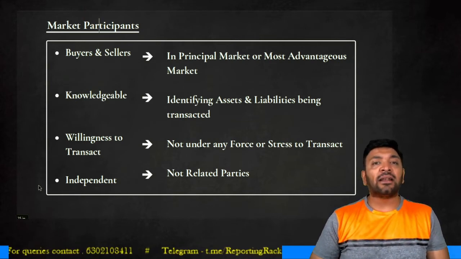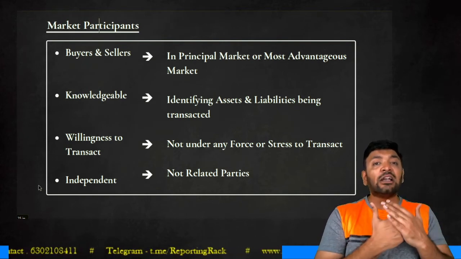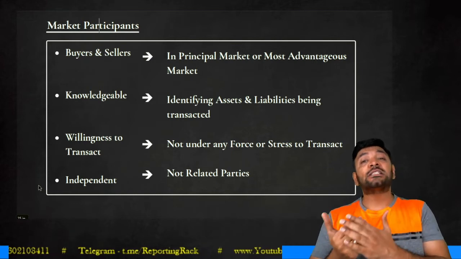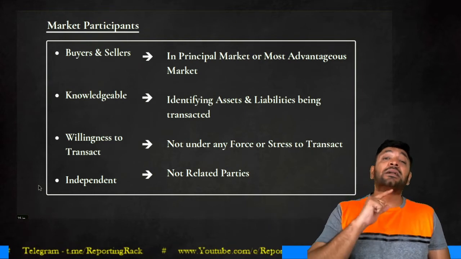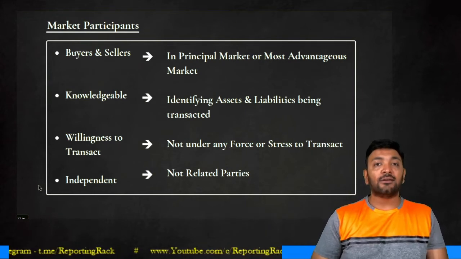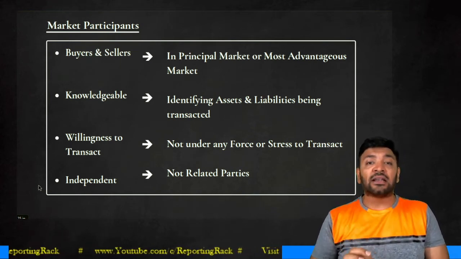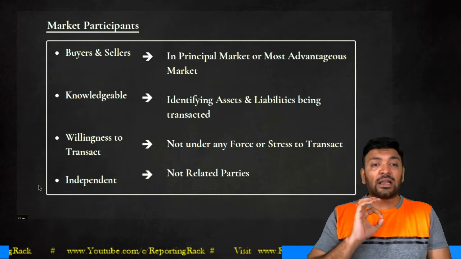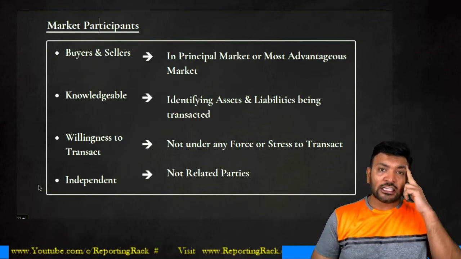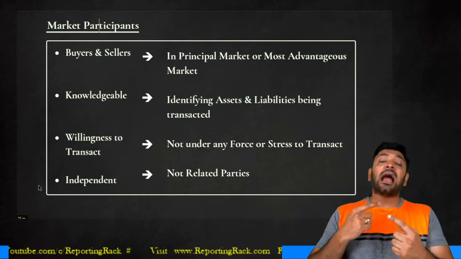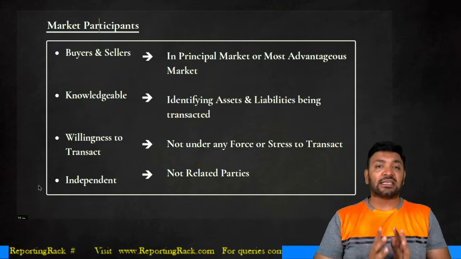What do you mean by independent parties? That means buyer and seller are not related to each other. If they are related to each other, then the relation can influence the price. Had it been an outsider, I might have asked you for a higher price. But since you are my friend, I'm giving it to you at so-and-so price. You cannot consider it a fair value because they are not independent parties. They are related parties entering into a transaction. Clear? So a market participant is a buyer or seller who is knowledgeable, who has a willingness to transact, and the buyers and sellers are independent. There is nothing influencing the price of the transaction.